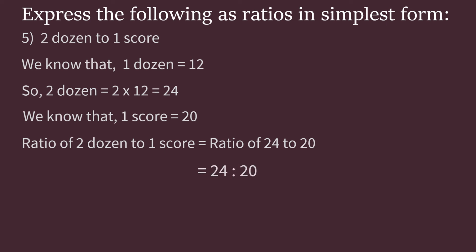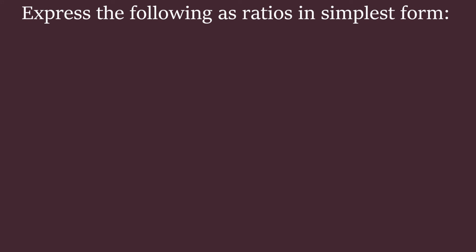24:20. To simplify, write it as fraction, that is 24 upon 20. See, 24 and 20 both are divisible by 4, so divide. 4 6s are 24 and 4 5s are 20, so we get 6 upon 5. And the ratio form of 6 upon 5 is 6:5. Let us solve one more question.